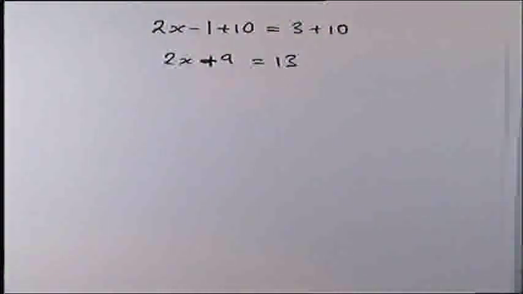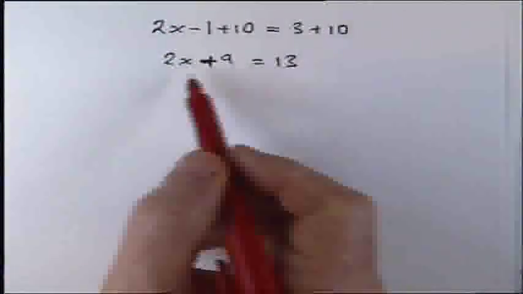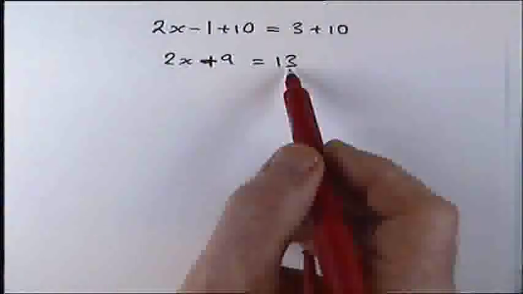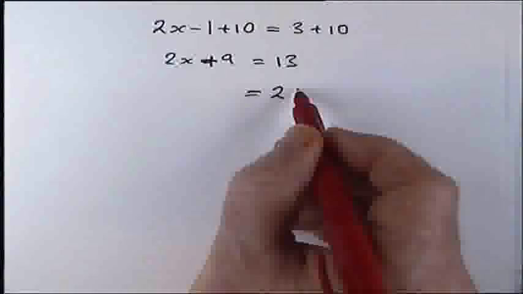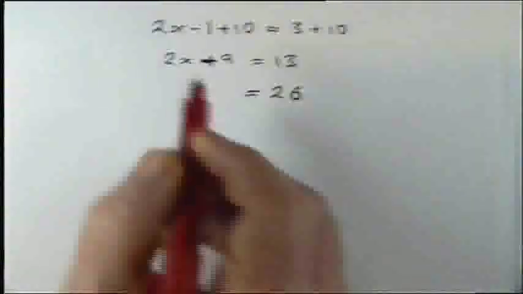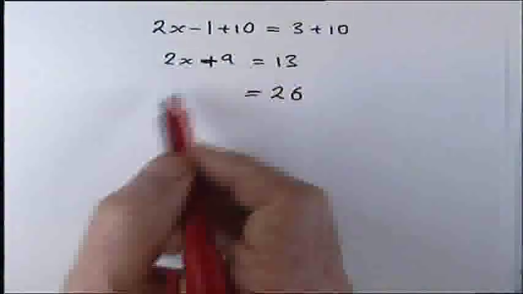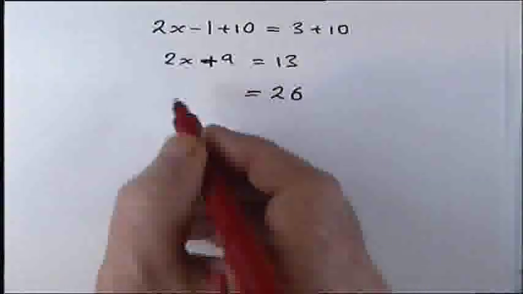Now that's not going to actually help me. I haven't made the question any easier. I haven't got any closer to finding out what x is, but I haven't done anything mathematically wrong. I could also say, well, I'm going to double both sides. So I'm going to double the left hand side, I'm going to double the right hand side. Now doubling the right hand side, timesing the right hand side by 2 is easy, that's 26. But when you times the left hand side by 2, you have to be careful.